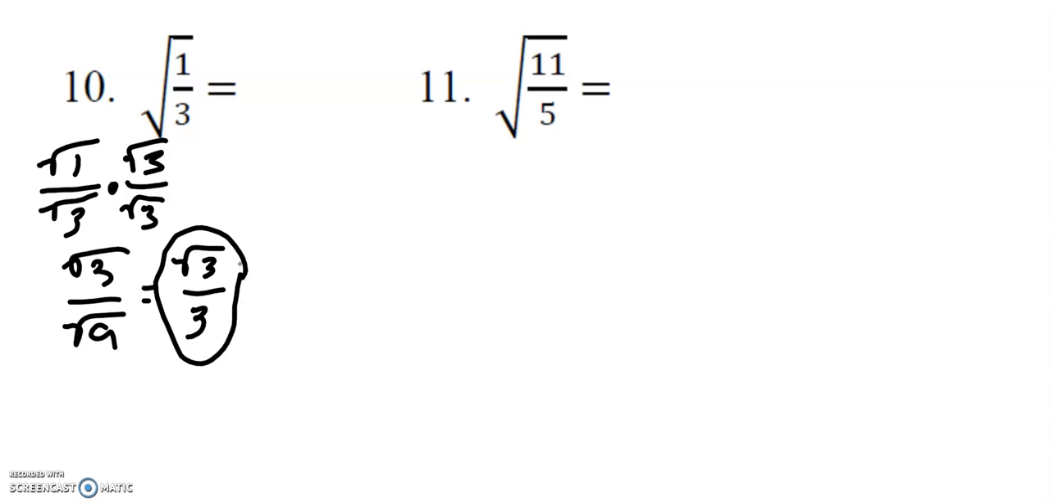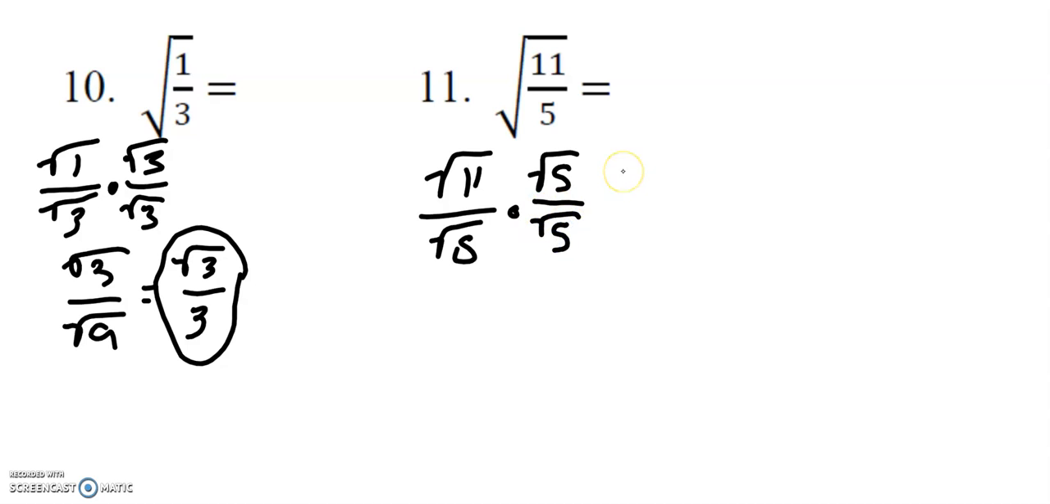First thing I know is I can't have a fraction in a square root, so I have to split it. So it'd be square root of 11 over square root of 5. And now what I have to do is multiply this by a strategic 1 since I can't simplify the square root of 5. Again, very easy. You're going to multiply it by whatever the denominator is. So root 5 over root 5. And again, that is worth 1, so I'm not changing the value.